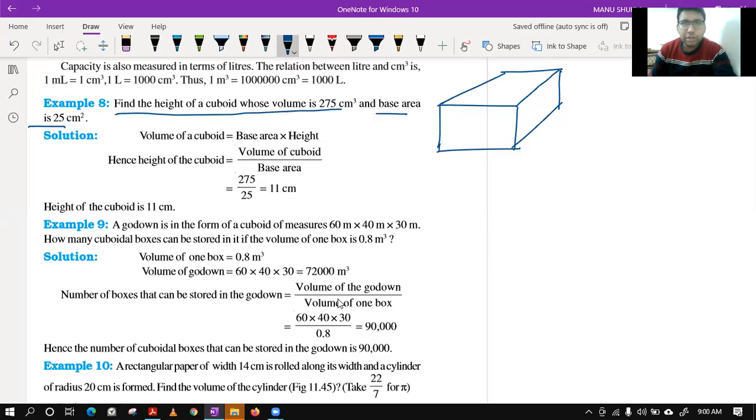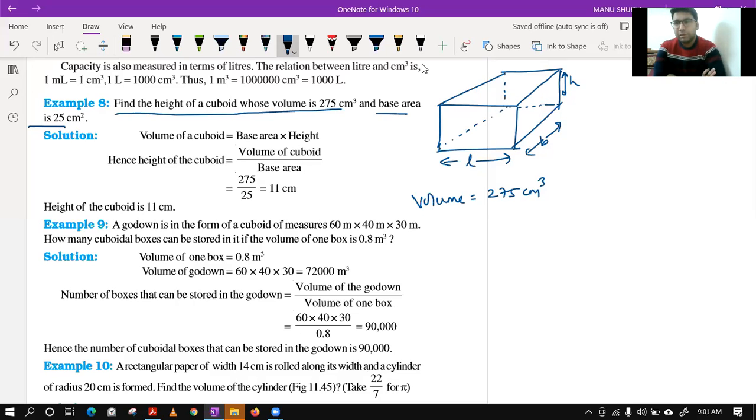So this is the cuboid in front of you with, suppose, this is the L, this is the B, and this is the H that we have studied till now. They are saying the volume of this cuboid is 275 centimeter cube and the base area is 25. So class, if base area is given to you, what is actually given to you? What is the base containing right now? Which dimensions are coming on the base, as you can see in the figure? L, B or H?